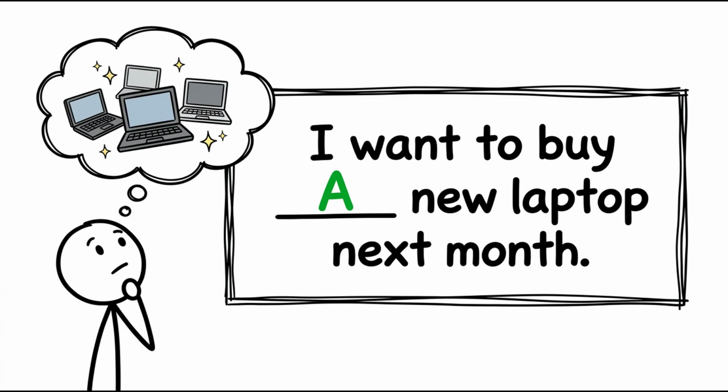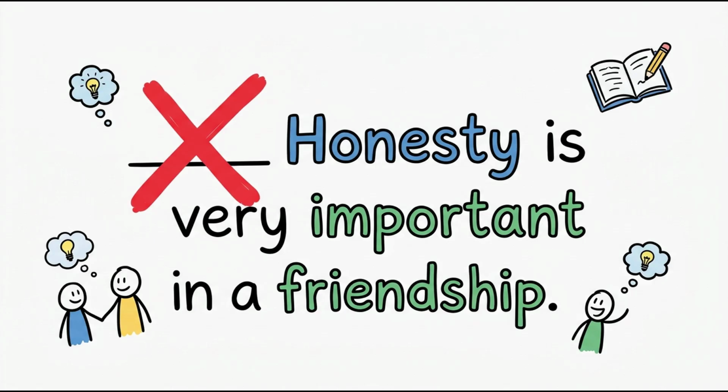Here's the second one. I want to buy blank new laptop next month. Think about your actual intent here. Have you already chosen the exact model, the store, the color? Not at all, you're really just thinking about the general goal of getting yourself a laptop. Pretty much any working laptop fits that idea. It's a single item, but not a specific one yet. So the answer is, I want to buy a new laptop next month.